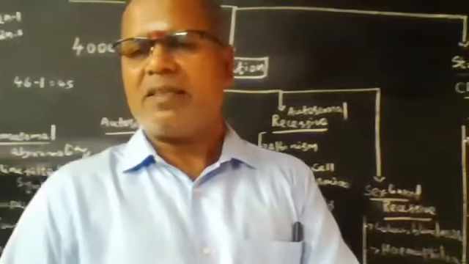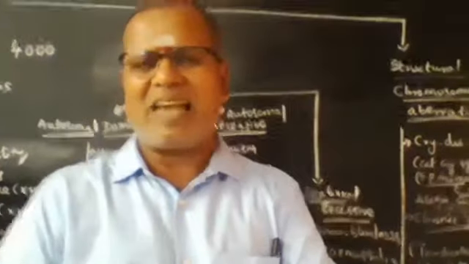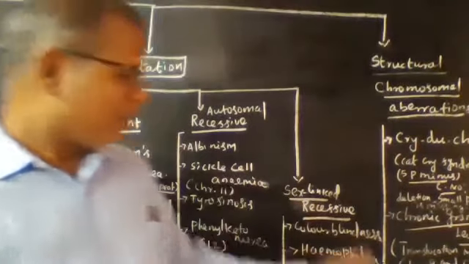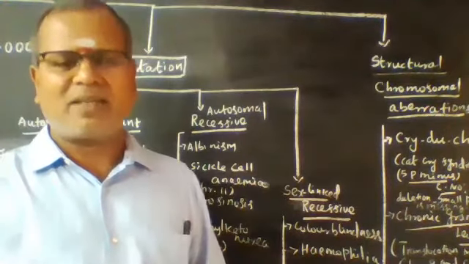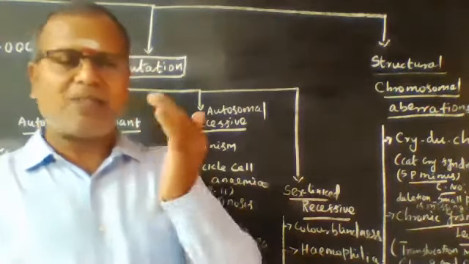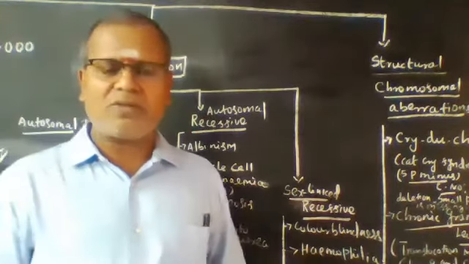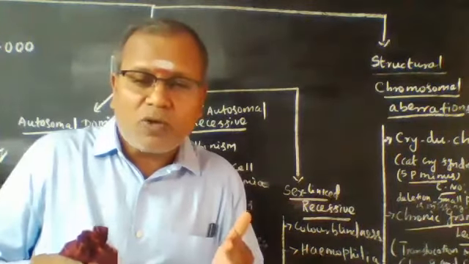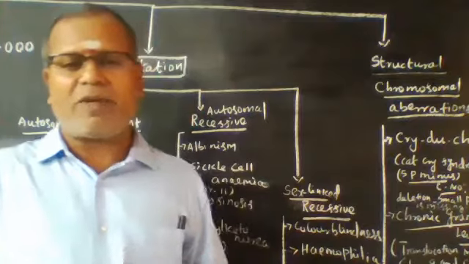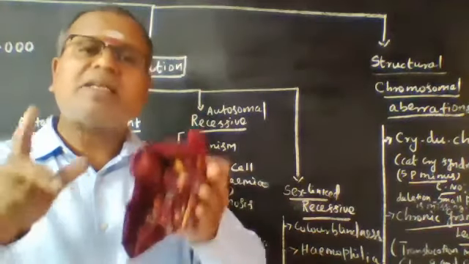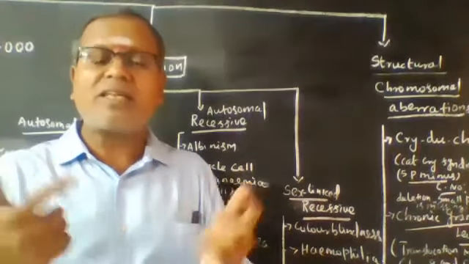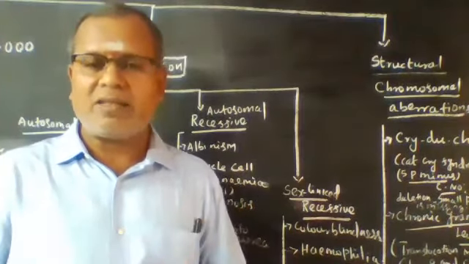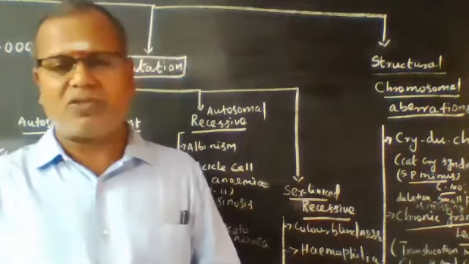Another one is sex-linked recessive, a mutation in the sex chromosome. Actually, what is sex-linked inheritance? Generally, the genes present in the autosomes control the body characters. The genes present in the sex chromosome control the reproductive characters. If the genes present in the sex chromosome control the body characters, then they are called sex-linked genes, and their inheritance is said to be sex-linked inheritance.